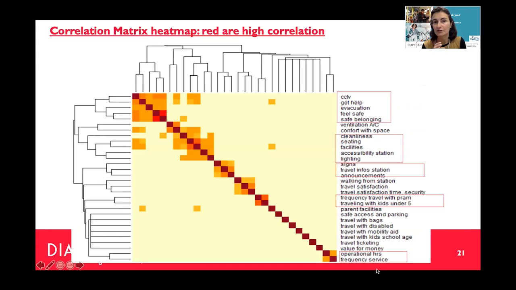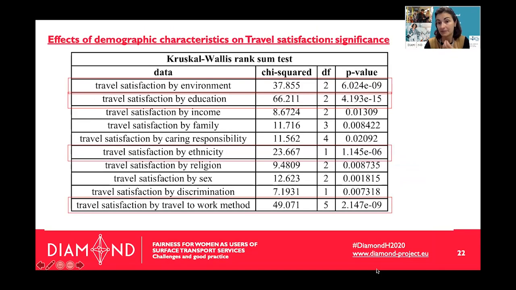We were also able to do a correlation matrix analysis across the different categories considered for satisfaction with the service. We found there were some clusters that confirmed our assumption that we can have these three macro areas of capability to meet basic required needs, accessibility, and safety and security. So you can see signs, travel information, and announcements tend to be clustered together, and then operational hours and frequency of services are clustered together, and then CCTV, evacuation, feeling safe, and the safety of belongings are clustered together. So they tend to confirm that they can be grouped together.